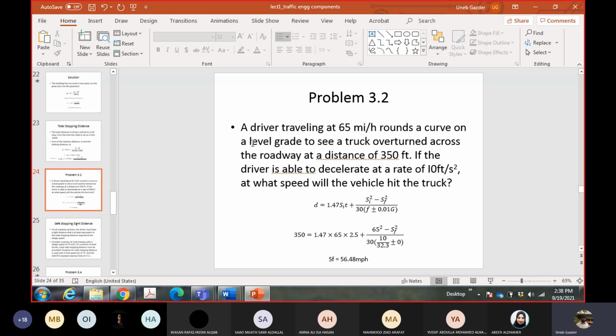But in this example, the distance is given from the time when he sees the truck. So obviously when he sees the truck, he will spend some time in thinking as well. So we will use total stopping distance, because now we need to add the perception reaction distance as well. So don't get confused about why we use braking distance there and total stopping distance here: in this example, the distance is given from the point when he sees the truck, not from the point when his foot is on the brake. This is the main difference.